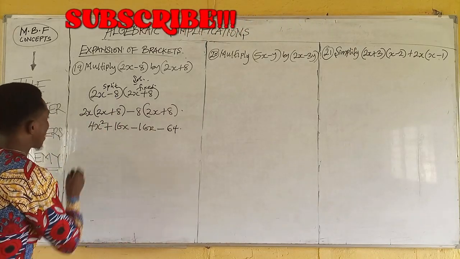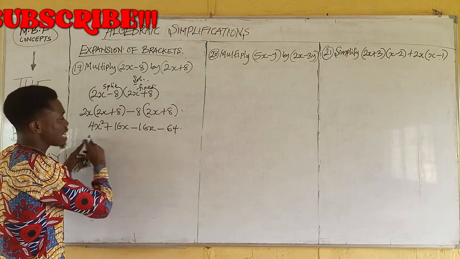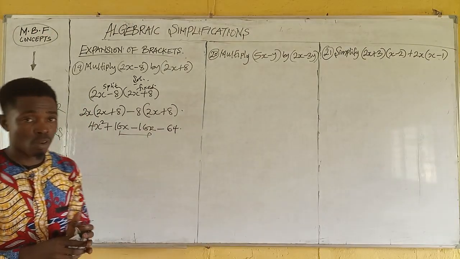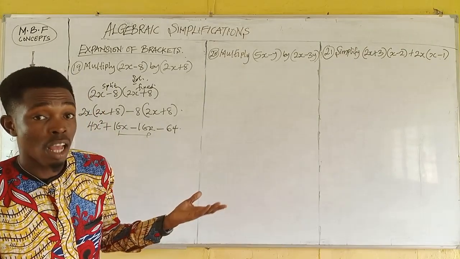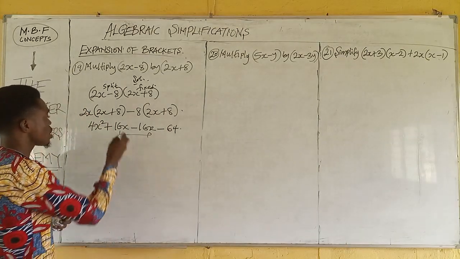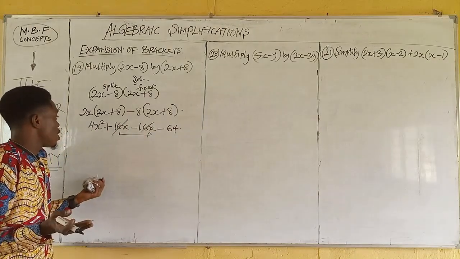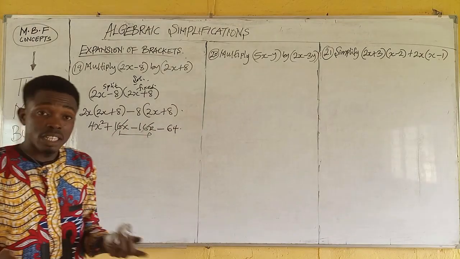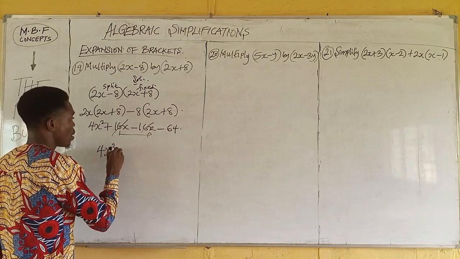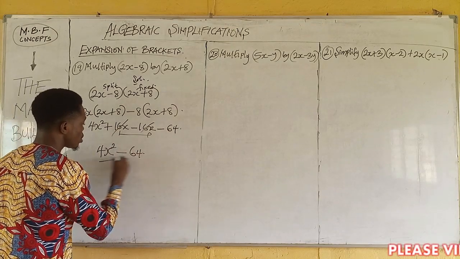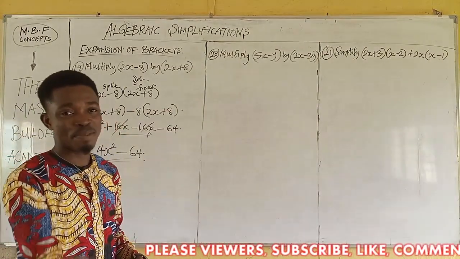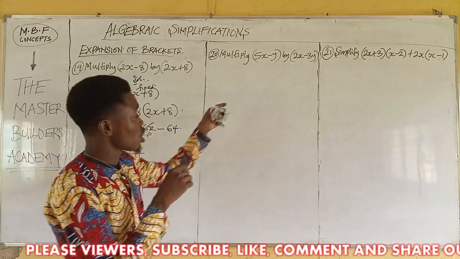Okay? Now, finally, understand that the next thing we are going to do is that these two middle terms have something in common. This is 16x and 16x. But now we have plus 16x minus 16x. That shows that this will cancel out. Yes. Minus 16 plus 16 is 0. So this will give us 4x squared minus 64. This is the answer to this question, guys. It's as simple as this. Very simple.